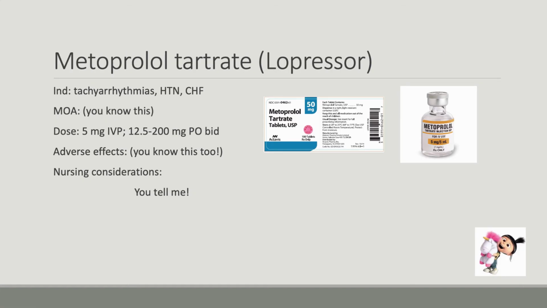Metoprolol, again, is a beta blocker, a class 2 antiarrhythmic. They're very cuddly drugs, just like the unicorn doll. These are indicated for tachyarrhythmias. We already talked about them for hypertension and for heart failure, but this week we're talking about them as being necessary or useful for tachyarrhythmias.